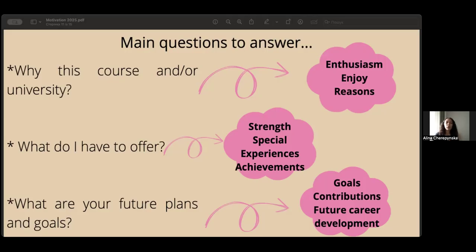Question number two, that's a pretty philosophical question. What do I have to offer? That's about your strengths, your strongest side. That's about something special in yourself. That's about your experience, achievements, your skills, everything as we discussed. And obviously, that's the body part of your writing. So think about your strongest sides.